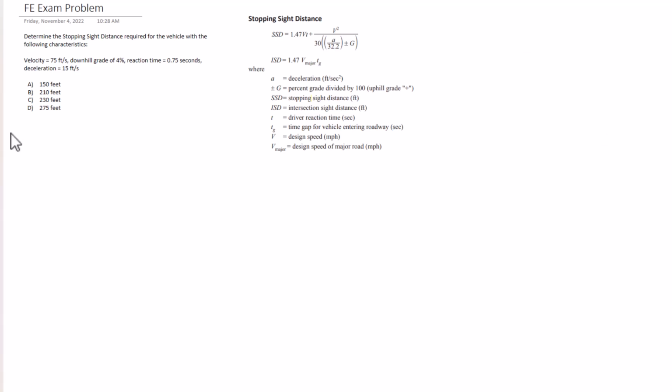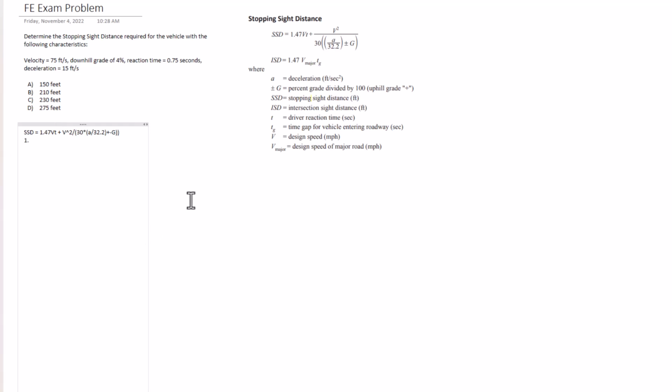So if I'm going to start with the solution here, we have the stopping sight distance equation, which is 1.47 V T plus this whole mess of terms here, V squared over 30 times a over 32.2 plus or minus g. Okay, so that's our whole setup here. Now let's get this first term to start off with.